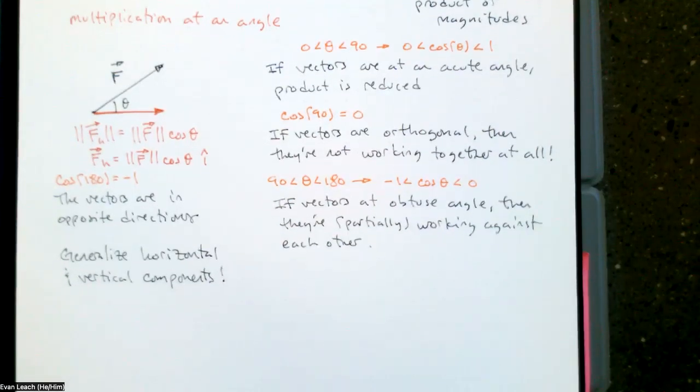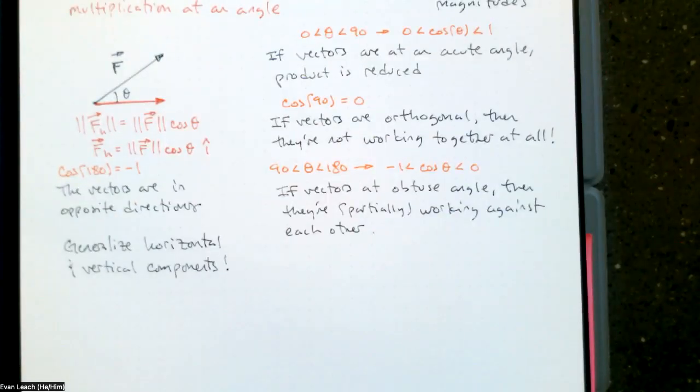So what we could think of that we're doing with the dot product is we're trying to generalize horizontal and vertical components. Instead of horizontal component and vertical component, I have a vector u. What's the component of that vector parallel to v, some other weirdo vector? And what's that component perpendicular to v?